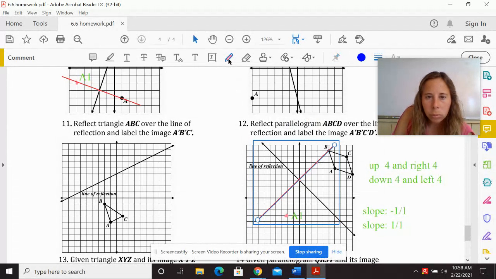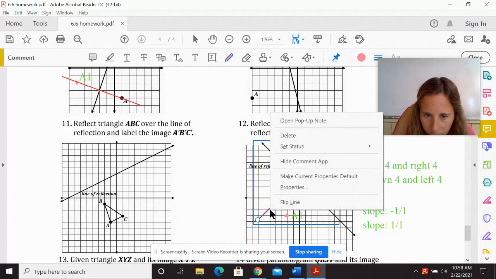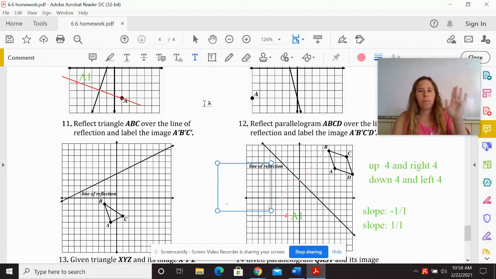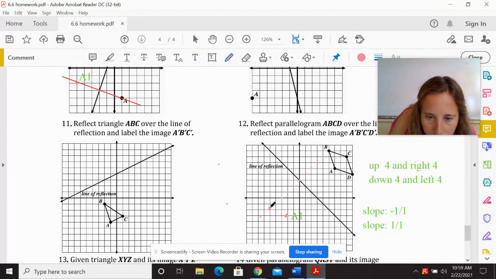Really? Usually it lets me pencil over my lines. Can I not? Okay, we're going to get rid of the line then. Bye. All right, and it was right here. Okay, so that would be your B1 or your B prime. Okay, that got a little away from me, but that would be your B prime.